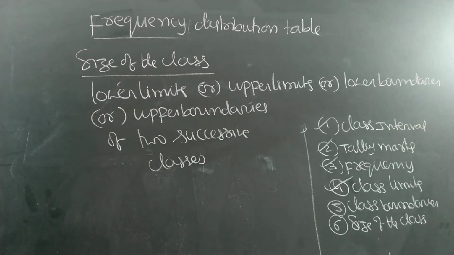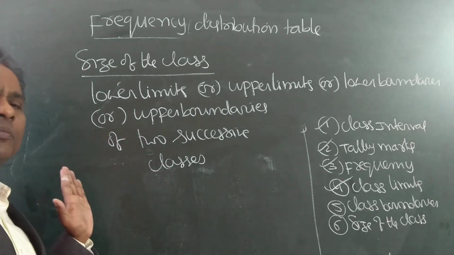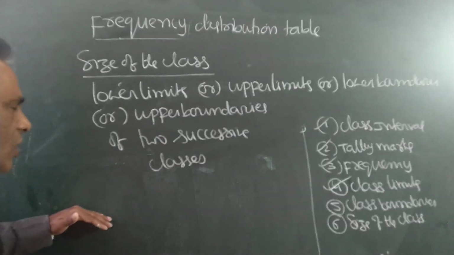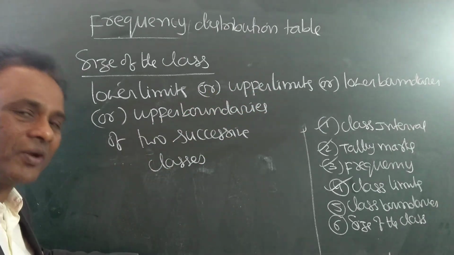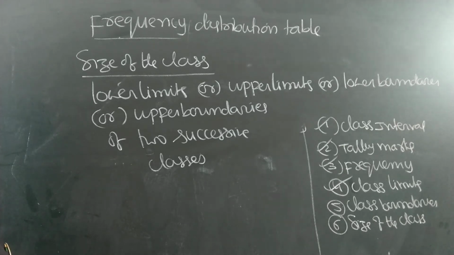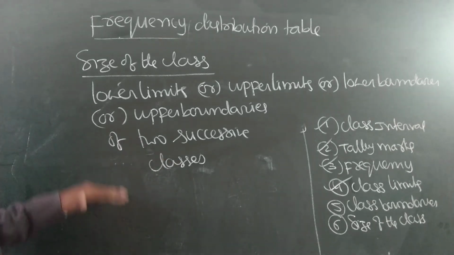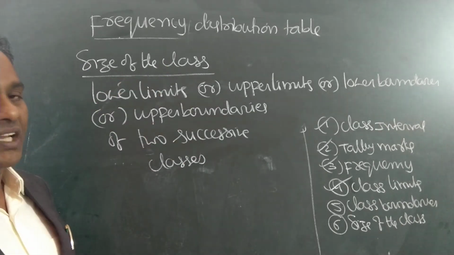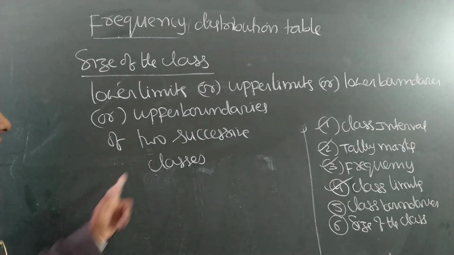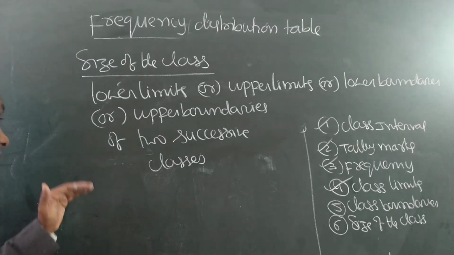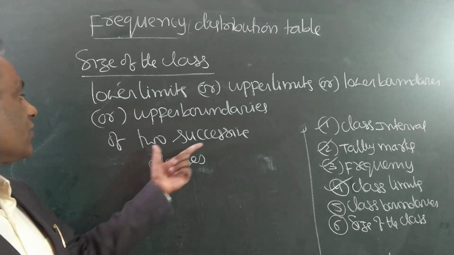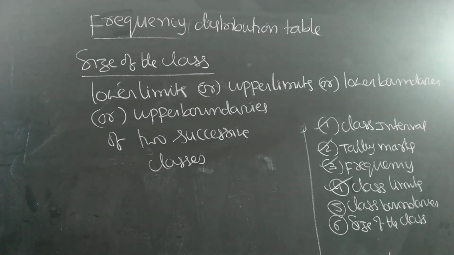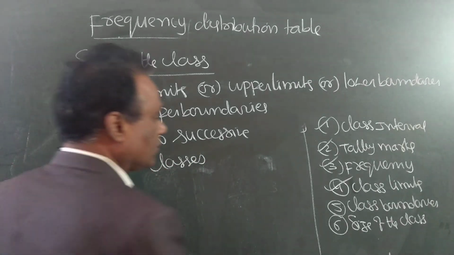The actual definition of the size of the class is the difference between the boundaries. It is also the difference between lower limits, or between upper limits, or between the lower boundaries, or between the upper boundaries. All will be the same, and anything gives the size of the class. Write down this. So size of the class is also explained.